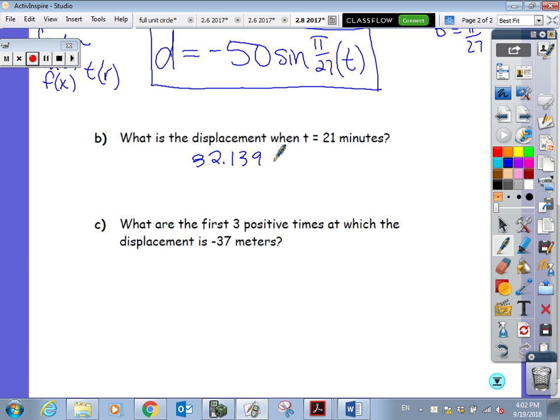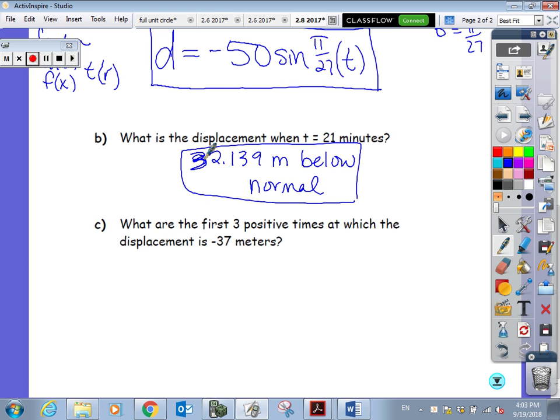All right, so our answer would be 32.139 meters below normal. That would be an appropriate answer. 32 meters below normal. What are the first three positive times at which the displacement was negative 37?